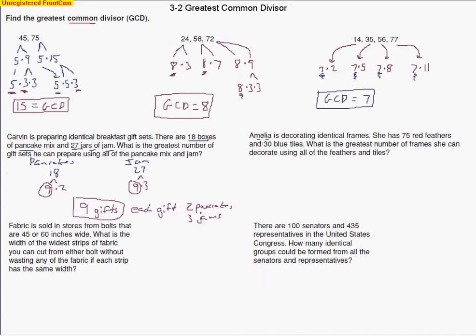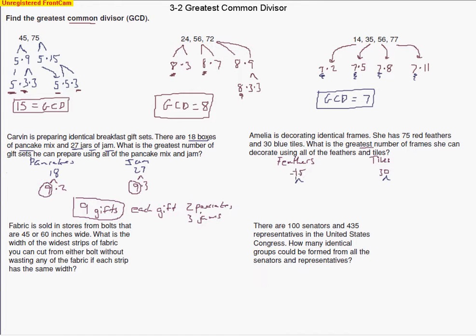It says Amelia is decorating identical frames. She has 75 red feathers. Okay, so let's just write down feathers here. And she has some blue tiles. So we'll just write down tiles. Okay, so there are 75 feathers and 30 tiles. So what we want to find is the greatest number of frames she can decorate using all the feathers and all the tiles. So this is where we use the greatest common factor, or greatest common divisor.